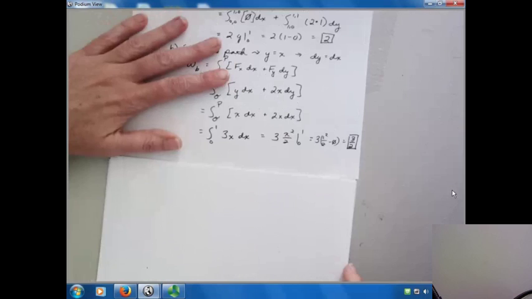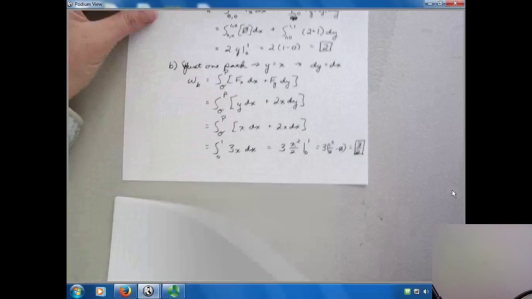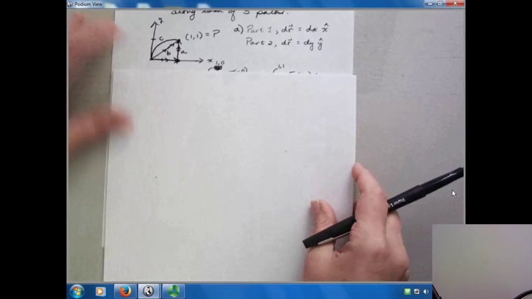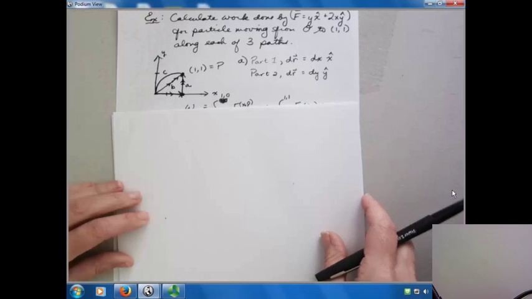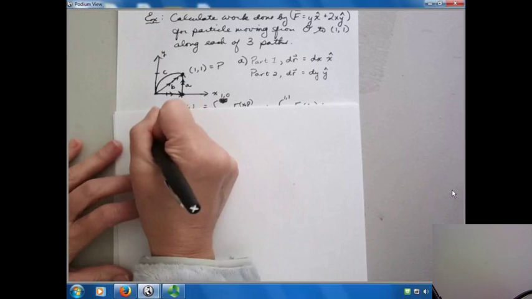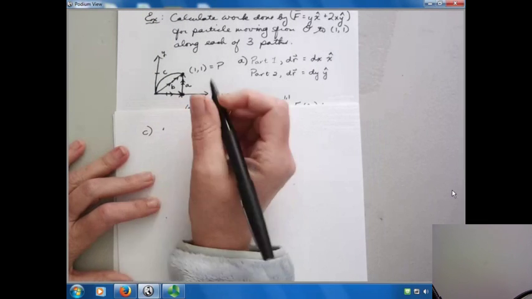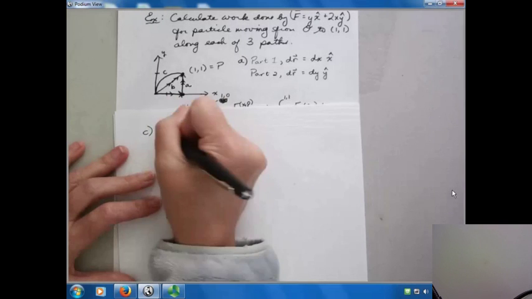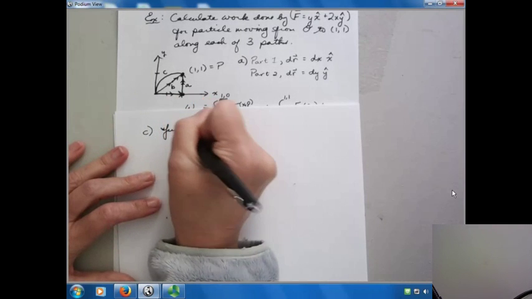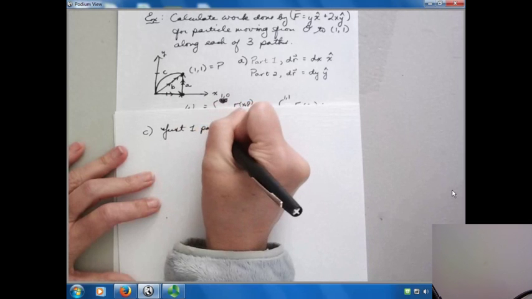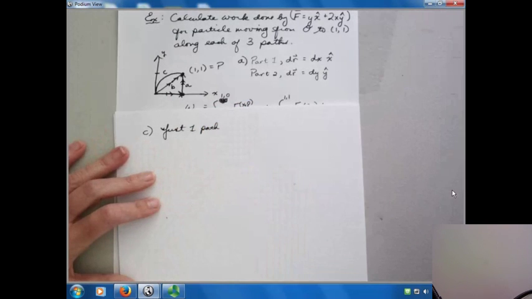This next one is along a portion of a circle. That could come up at times too. It kind of doesn't show very well, but okay. So now I want to calculate the work along path C. Again, this is just going to be one path needed. It's not a discontinuous path.